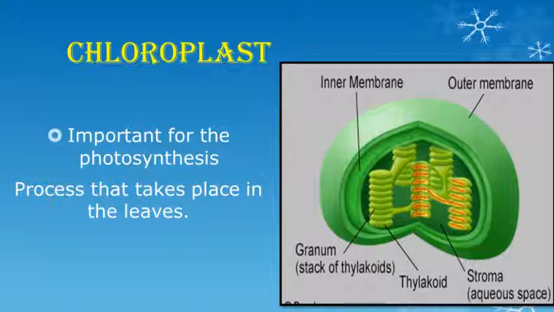Students, here in the structure of the chloroplast you can see the inner membrane and outer membrane. These are the two membranes present in the chloroplast. Next you can see a granum. What is a granum? You can see a stack of thylakoids. In the granum you can see tiny compartments. Each compartment is known as a thylakoid, and the stack of thylakoids is the granum. And next you can see the stroma. This is an aqueous space, that means it is the fluid filled inner space of the chloroplast.